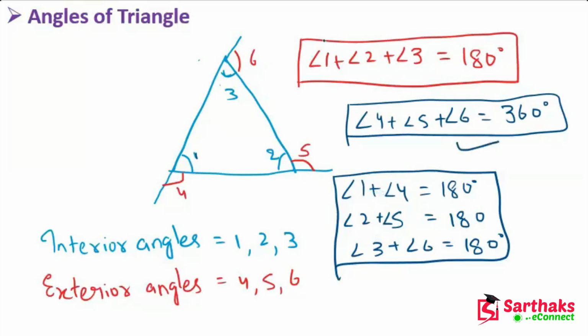360 degrees, and the sum of the interior angles of the triangle is what? 180 degrees. And the relation between the exterior angles and interior angles: if we sum one exterior and one interior angle, then we get what? 180 degrees. So I hope you understand these things. Okay, so now let's move on.